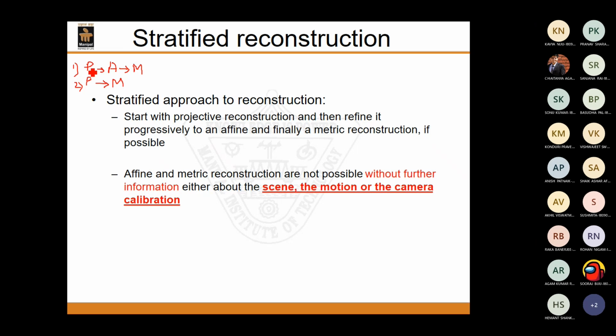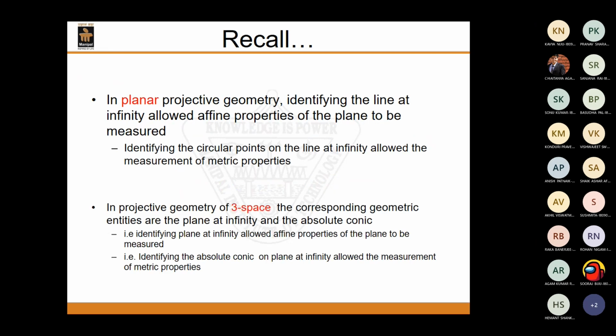Now, from the projective space, if we have to convert to the affine space, we know that in the affine space the parallelism of the lines needs to be preserved. So we need some extra information in order to ensure that it is converted from the projective space to the affine space. If you can recall, we have seen earlier how we can go from the projective space to the affine space. So what we saw is that, let's say we are dealing with 2D space.